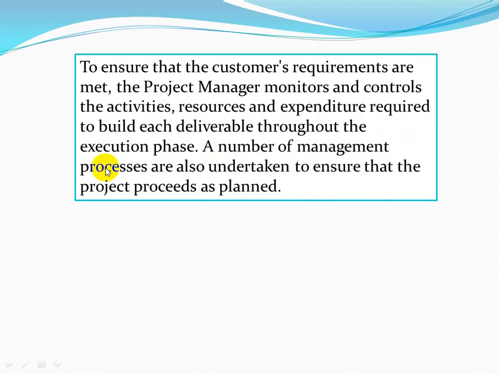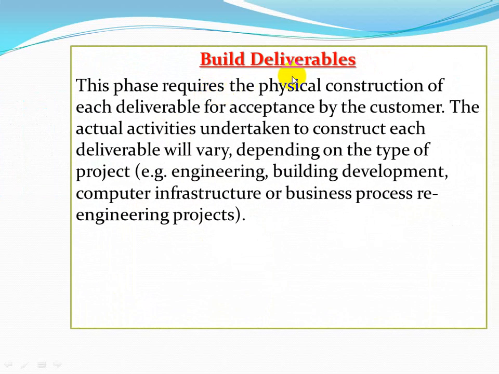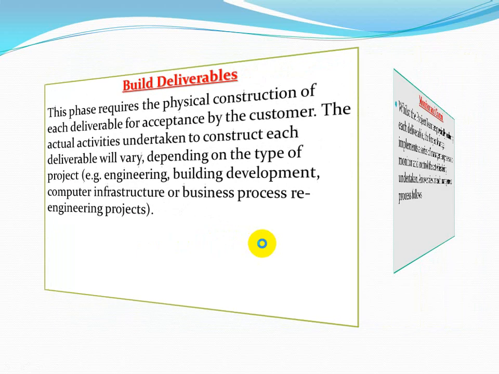A number of management processes are also undertaken to ensure that the project proceeds as planned. Build deliverable. This phase requires the physical construction of each deliverable for acceptance by the customer. The actual activities undertaken to construct each deliverable will vary depending on the type of project, that is engineering, building, development, computer infrastructure, or business process re-engineering projects.